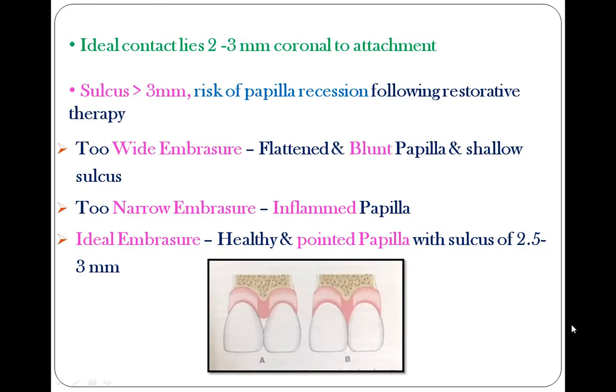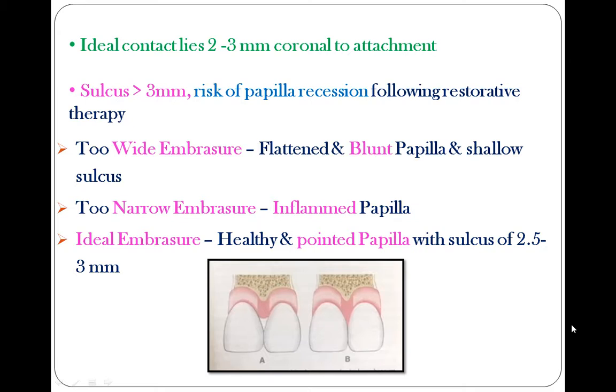Now an ideal contact is about 2 to 3 mm coronal to the epithelial attachment. If the sulcus depth of the papilla exceeds 3 mm, the risk of papillary recession follows restorative procedures. Now if you remember the previous class with regard to the gingival sulcus, the same holds true. Now there are three variations in the papilla sulcus. As explained earlier, the shape and height of the papilla depends upon the form of the gingival embrasure.